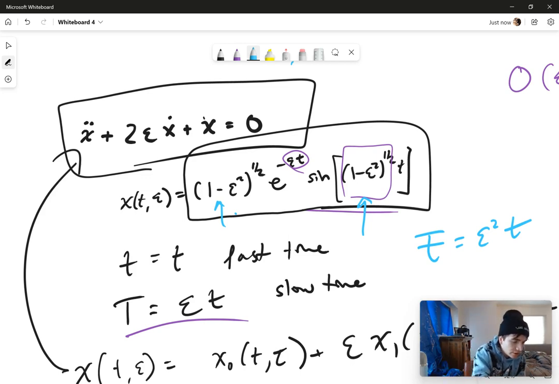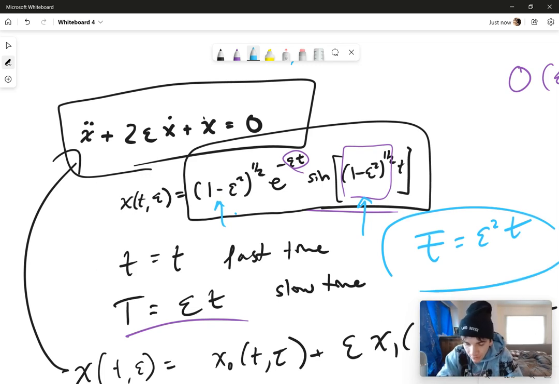Should it be epsilon t squared? Just want to get this right. Yeah, I got it right. Okay, awesome.